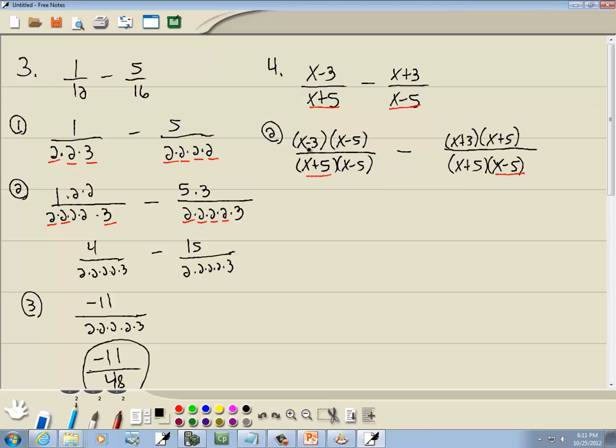Well, multiply these together. X times x is x squared. X times negative 5 is negative 5x. Negative 3 times x is negative 3x. Negative 3 times negative 5 is 15 over our denominator. Over here, x times x is x squared. X times 5 is 5x. 3 times x is 3x. 3 times 5 is 15 over our denominator.